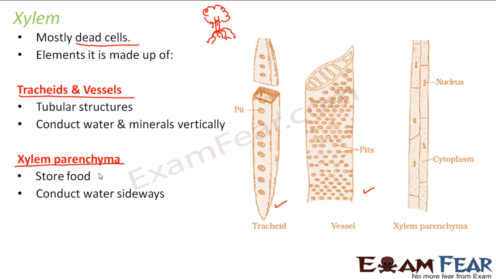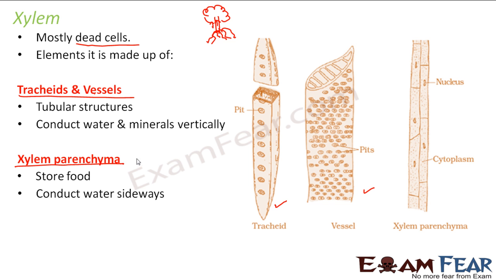They conduct water sideways. Now in a tree, if the water is conducted only vertically upwards, do you think that all parts of the plant will get water? It will not, right? So along with the water being transported vertically, it has to be conducted sideways also, so that it reaches the branches and the leaves, right?